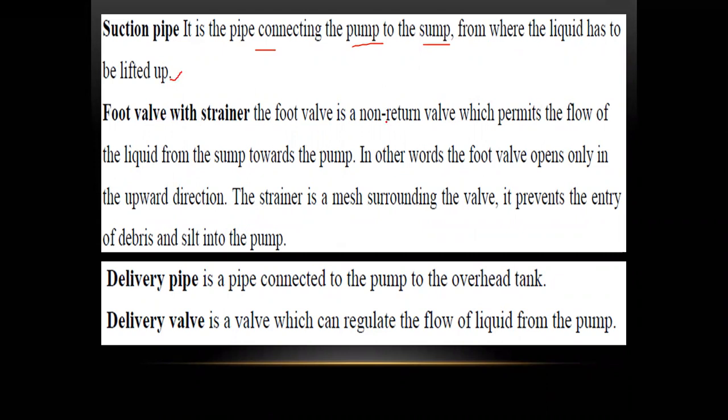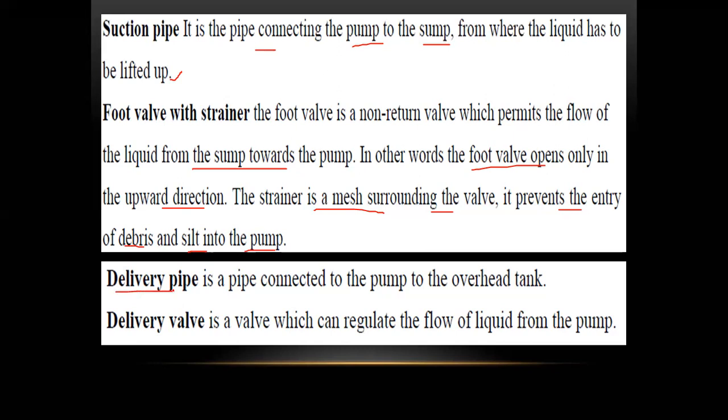The foot valve is a non-return valve which permits the flow of a liquid from the sump towards the pump. In other words, the foot valve opens only in the upward direction. It is a non-return valve. The strainer is a mesh surrounding the valve. It prevents the entry of debris, waste material, dust particles or silt present in the water into the pump. What is the purpose of this mesh? If there are leaves or trash in the well or sump, it will collect there only.